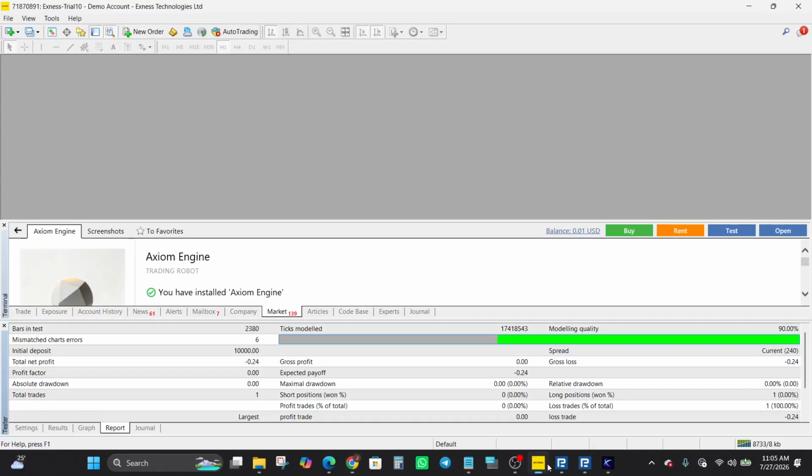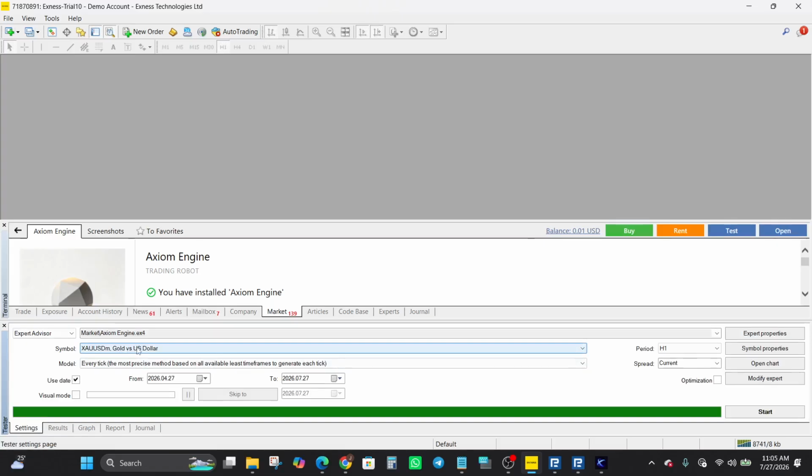This is where things get important. I ran this test on a $10,000 account, and the test was conducted on gold, on the H1 time frame, covering roughly 3 months from late April through late July 2026 with a modeling quality of 90%.